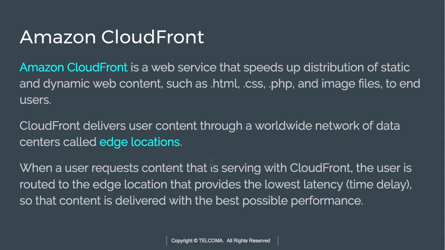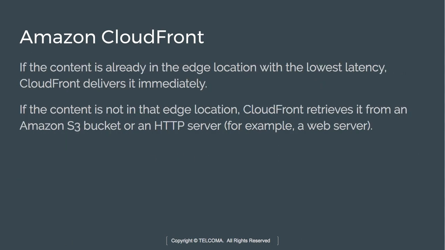A CDN basically uses the domain name system. That means we require a geographic location to determine the location of each user of the web pages. So with Amazon CloudFront, if the content is already in the edge location with the lowest latency, it delivers it immediately. Suppose we don't have the content in the edge location, then it will retrieve it from an S3 bucket or an HTTP server, for example any web server.